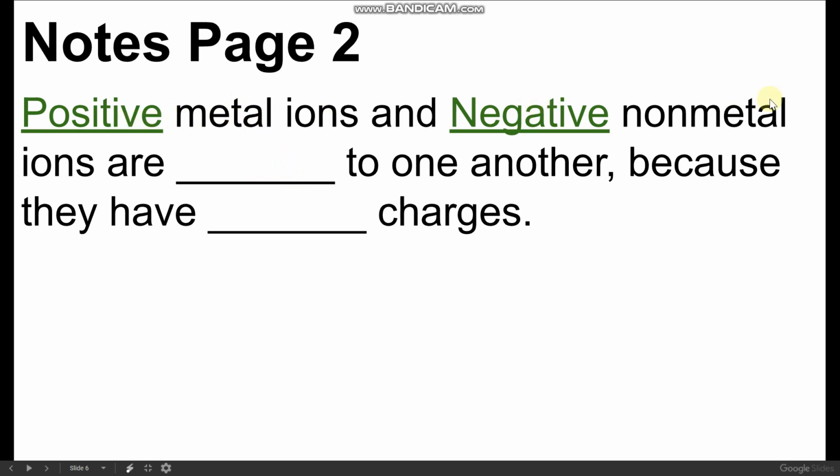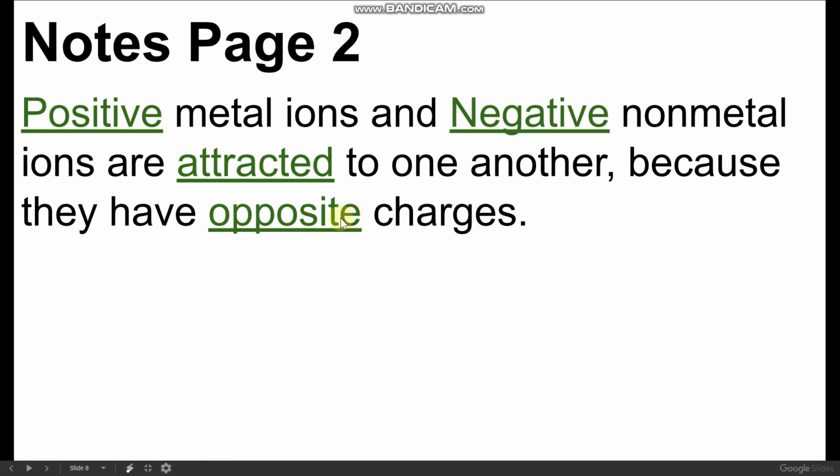Those positive metal ions and those negative nonmetal ions are attracted to one another. The reason they're attracted is because they have opposite charges. Whenever you have two things with opposite charges, they're always going to be attracted to each other. It's kind of like two magnets, like the north end of one magnet being attracted to the south end of another magnet. They're opposites, and those opposites attract.